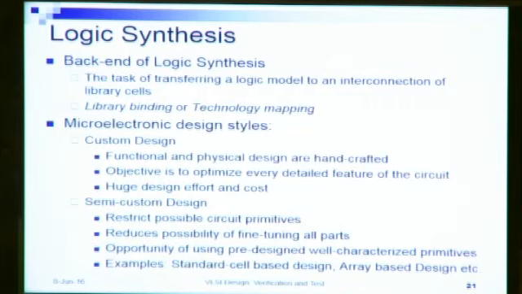Obviously, if the circuit is very complex, if it is huge, then such a design is impractical to be done in practice, because it will incur huge design effort and cost. With respect to this, we have semi-custom design. In a semi-custom design, the objective is to restrict the possible circuit primitives choices that we have.